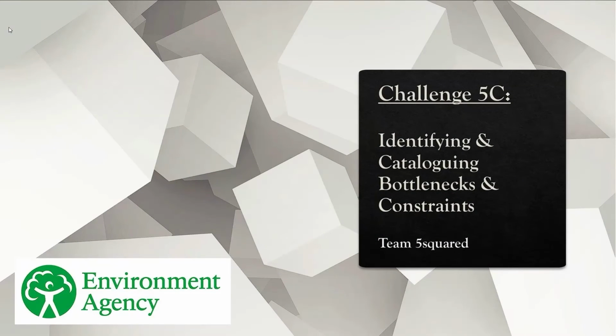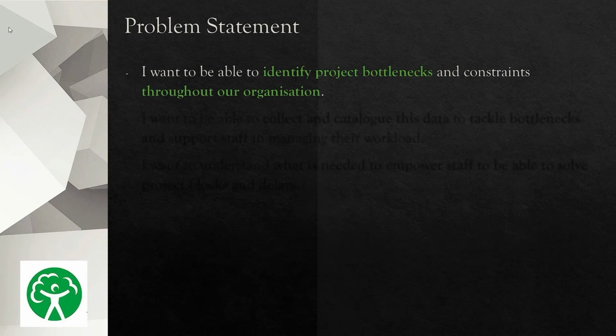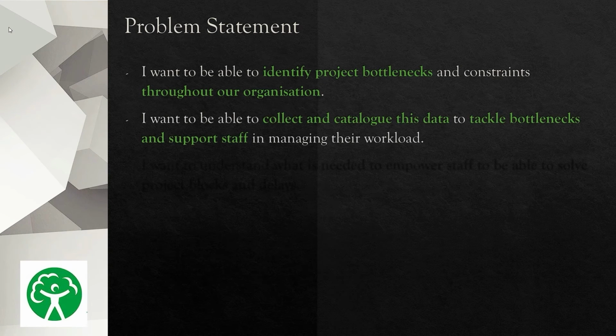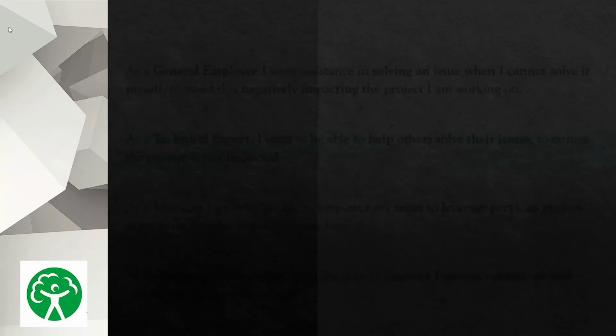We're Team 5 Squared and we're completing Challenge 5C on behalf of the Environment Agency, which is identifying and cataloguing bottlenecks and constraints. This is the problem statement we have been given. I want to be able to identify project bottlenecks and constraints throughout our organization. I want to be able to collect this data to tackle bottlenecks and support staff in managing their workload.